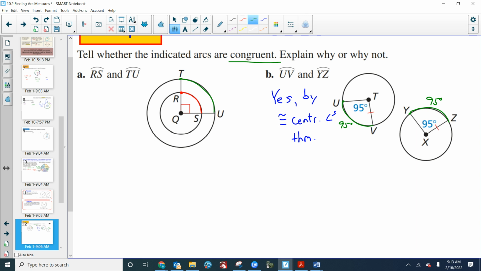All right? So, not congruent. The measures of the arcs are both 90 in degrees, but the lengths of the arcs are not. Do you understand that in the context of walking around a circular pond? Okay.